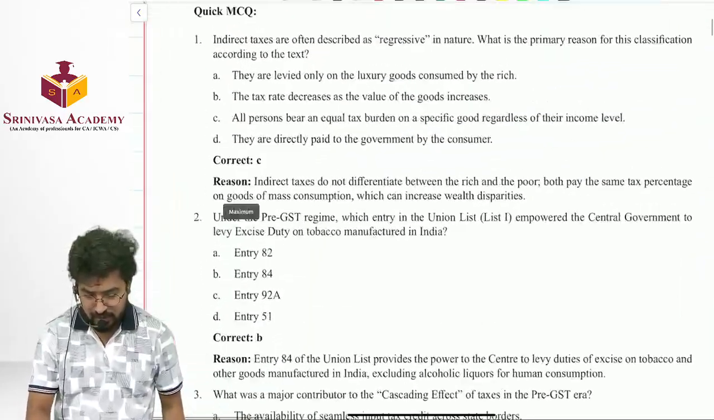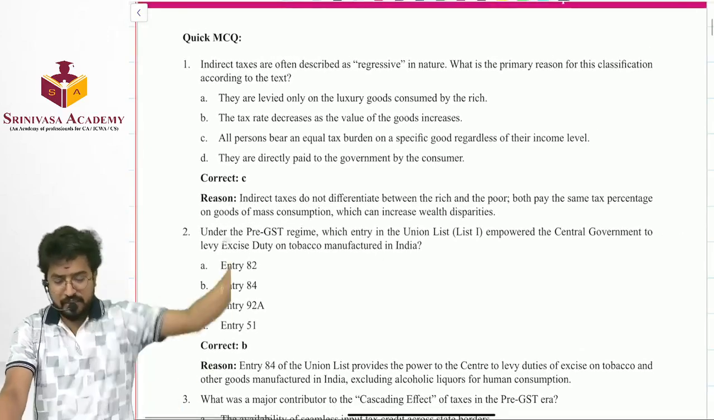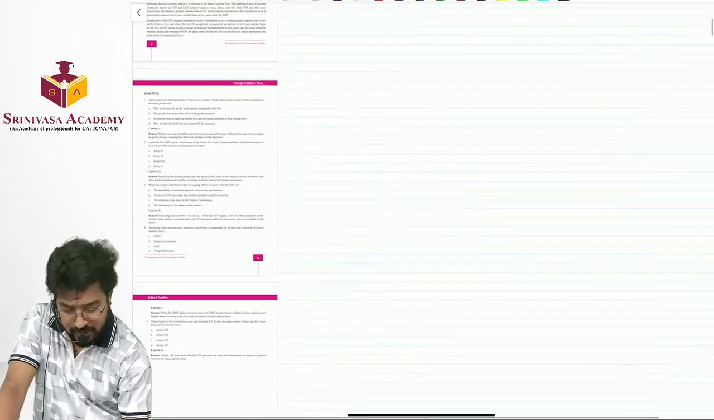Here, see, there are some quick MCQs. Let us finish them. First one, first MCQ. These fellows gave the answer also here. One second.